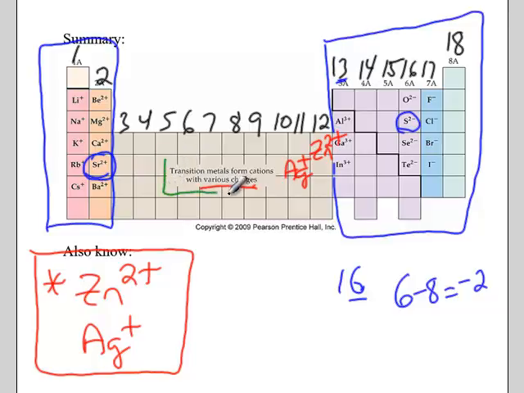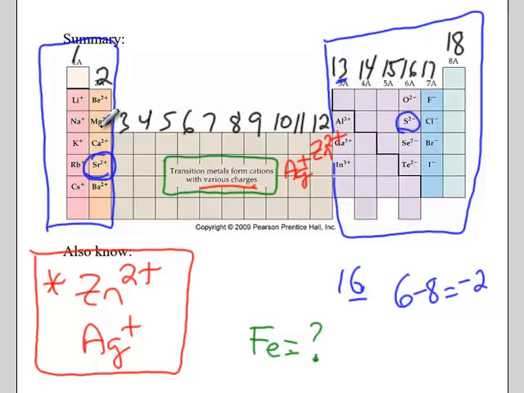Notice transition elements such as iron fall in this range of the periodic table between 3 and 12. So, if I asked you what charge does the periodic table predict for iron, the answer is it doesn't predict a charge. It predicts that iron should make more than one charge. So we don't know what charge that iron is going to be. The same way, if I give you a main group element such as sodium, then you can predict the charge.